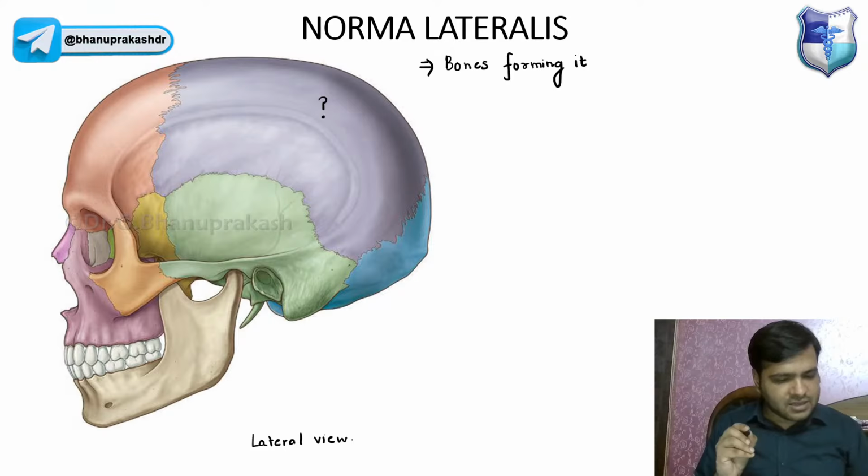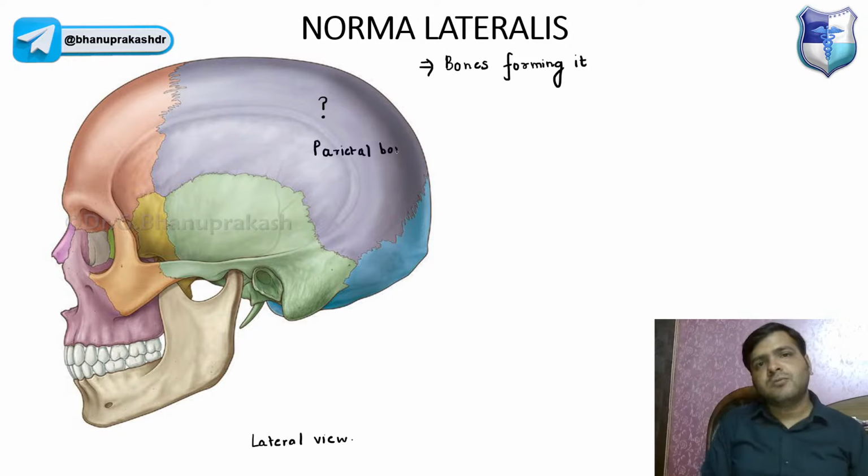Very good. This is the parietal bone, guys. Now, just try to see over here. Below the parietal bone, we have the temporal bone. The temporal bone. And this bone, guys, is the frontal bone. Yes, you can see the frontal bone over here.